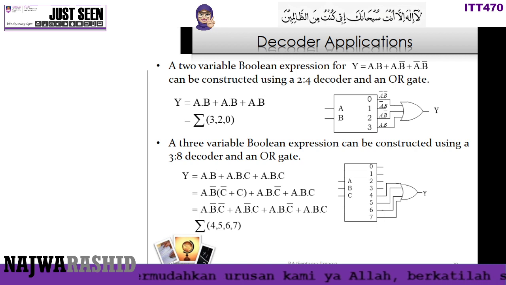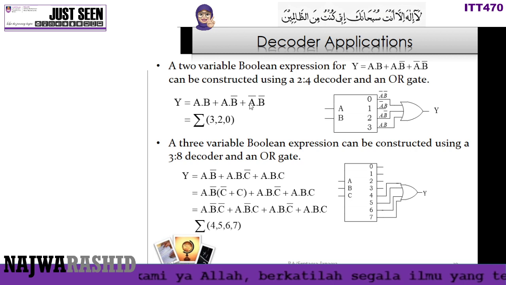Okay, the next part is decoder application. So for a 2 variable boolean expression of Y, for example, the equation is Y equals AB plus AB naught plus A naught B naught. This expression can be constructed using a 2:4 decoder and an OR gate. So based on this expression, AB plus AB naught plus A naught B naught.